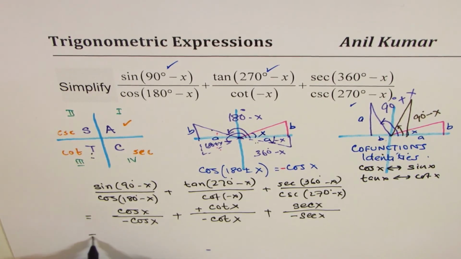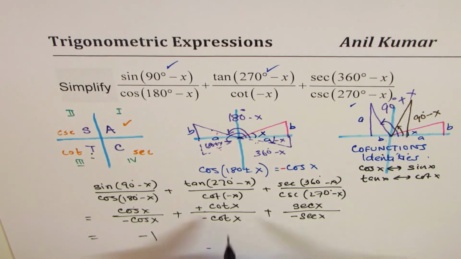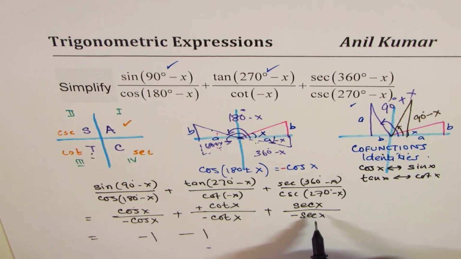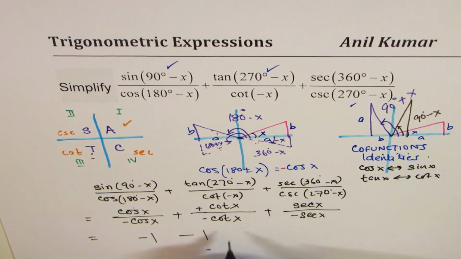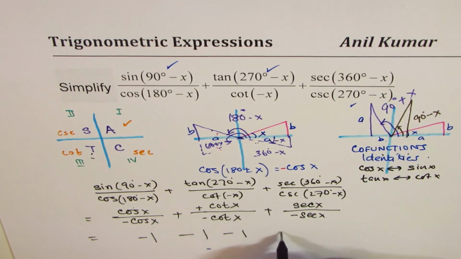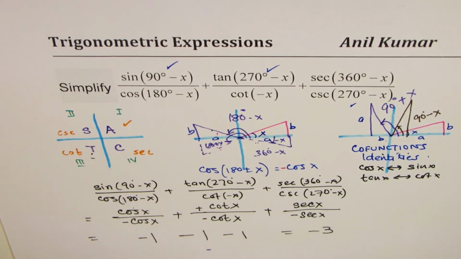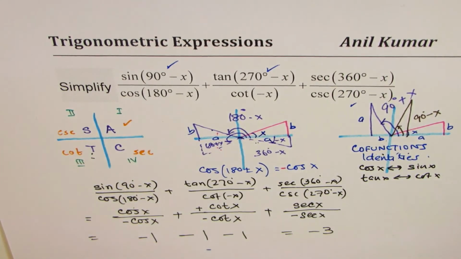Now it is very simple. Cos x over cos x with minus 1 is minus 1. Cot x over cot x with minus 1 is minus 1. And here secant x over secant x with minus, that gives you minus 1 again, and so we get minus 3 as our result. Perfect. So that is how you can simplify, or rather in this case, even evaluate the given trigonometric expression. I hope the concept is clear, well taken.